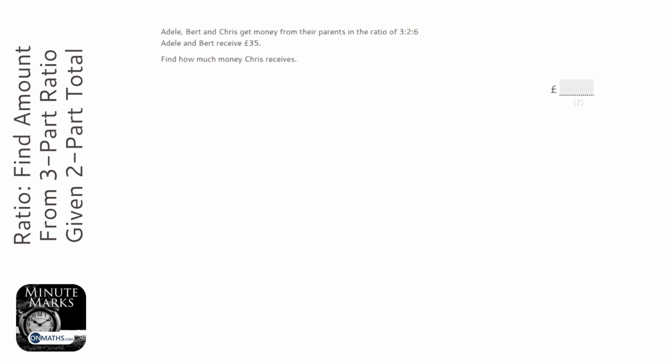Whenever answering questions involving ratios, always double check that you read the question, because here it might look like the total is £35, but if you read the question it says Adele and Bert receive £35. Now, to do this question, we've got to first of all work out how much Adele and Bert are getting in the ratio, how many parts.